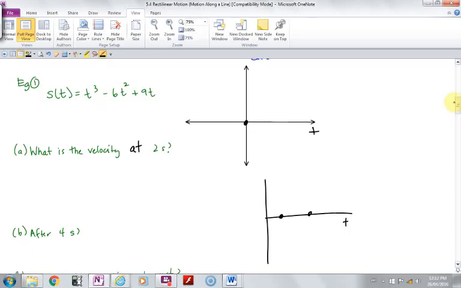All right, so here is a function for position of some object with respect to time. S of t is t cubed minus 6t squared plus 9t. Okay? We're going to graph the position function, and we're going to graph the velocity function on here. So what is this position function going to look like? What do we know about it as far as the graph goes? We know some things about it without having to put too much thought into it. What do we know?